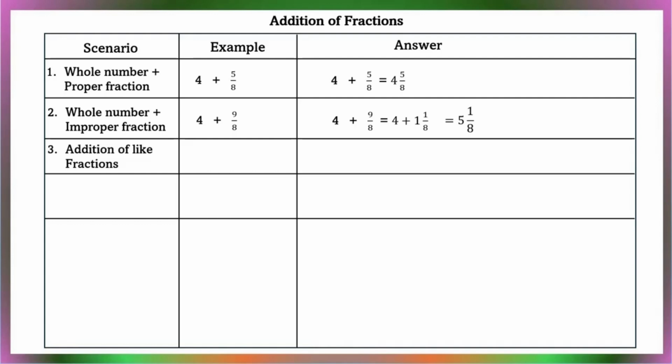Addition of like fractions. When we add fractions like 2 by 5 and 1 by 5, we simply add the numerators and keep the denominator the same. 2 plus 1 is equal to 3 and the denominator is 5. Therefore, it's 3 by 5.